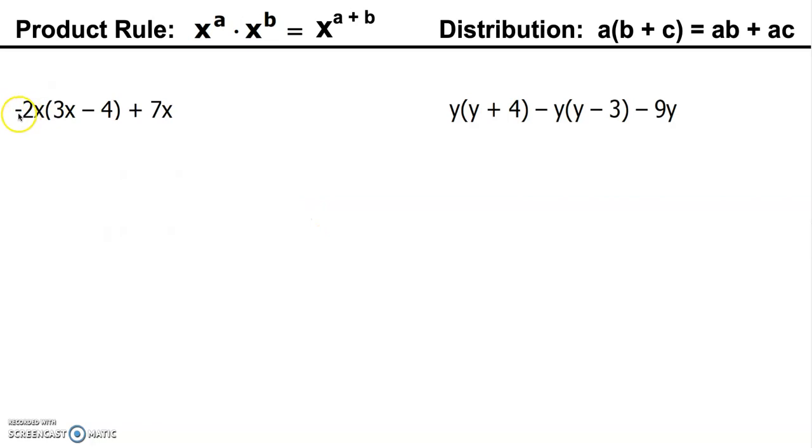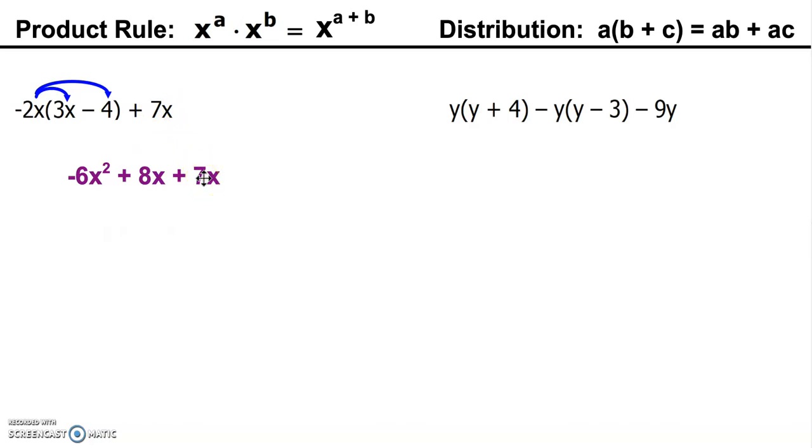Right, next we have negative 2x being distributed to 3x minus 4. And then notice we have this plus 7x. It's worth noting here that the negative 2x is only being distributed to the 3x and the negative 4. It is not getting distributed to the 7x. So we actually have a couple different steps here. I have a negative 2 times a positive 3 and an x times an x. That's going to become negative 6x squared, and then negative 2x times a negative 4 becomes a positive 8x. But then we have to bring down that plus 7x.